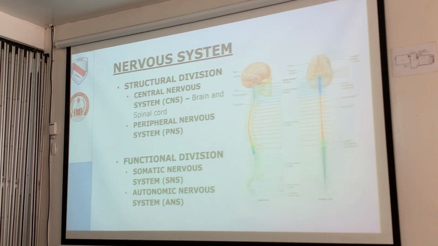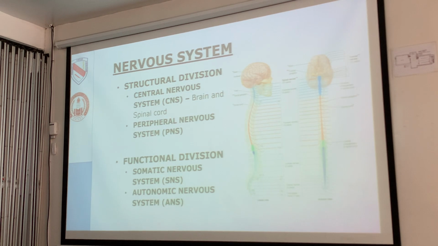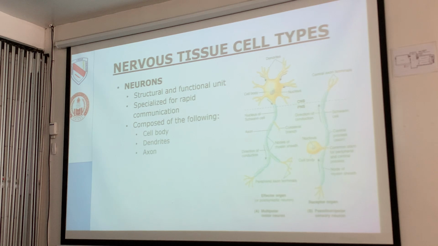Nervous system, structural division, CNS and PNS. CNS, brain and spinal cord. The rest, PNS. Yes, so you have to remember. For the functional division, you have the somatic nervous system and the autonomic nervous system. So nervous tissue cell types: you have the neurons, which are the structural and functional unit, specialized for rapid communication, composed of the following: cell body, dendrites, and axons.